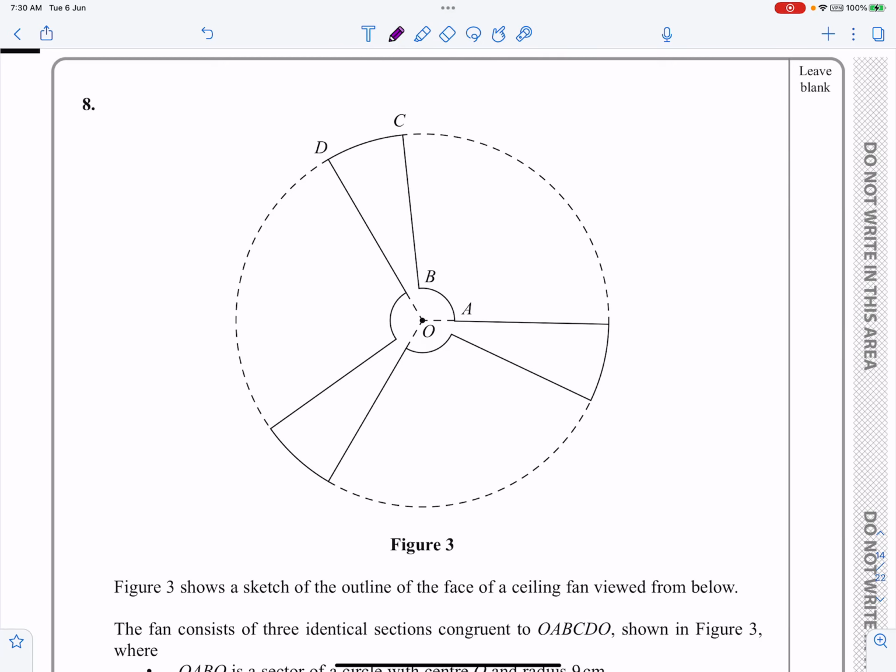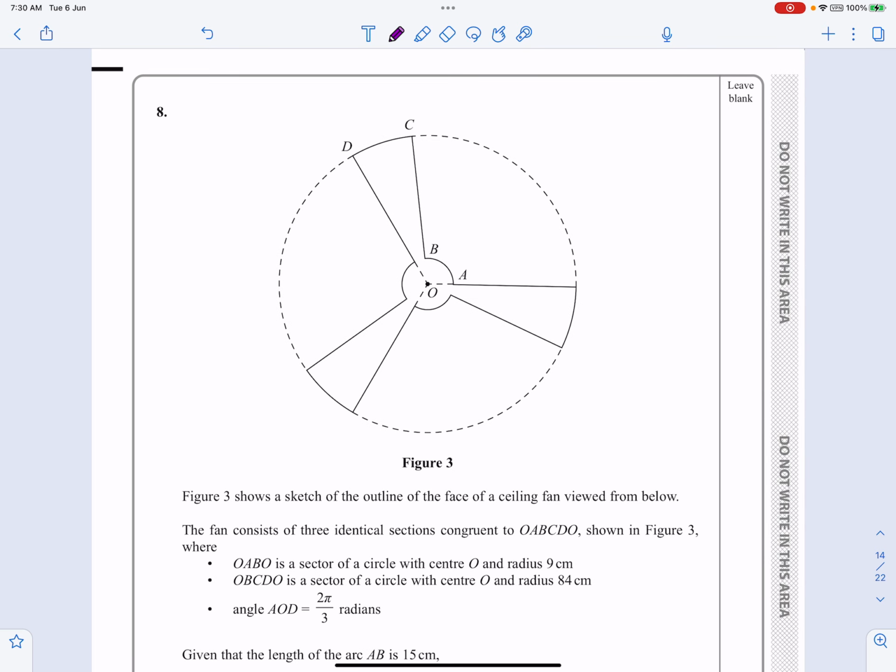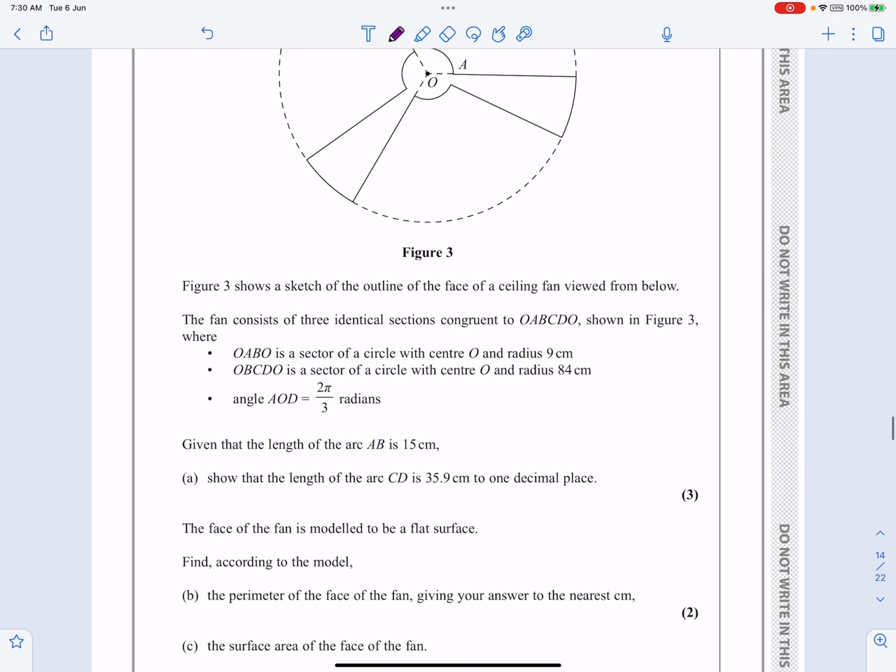Okay, this is the June 2022 P1 paper. It's question 8. It's a very unusual looking question here. It's going to be radians and arc lengths and areas of sectors, but I'll give you just a few seconds to have a look at the information on there. Won't worry too much about what we're going to be asked to do later on.